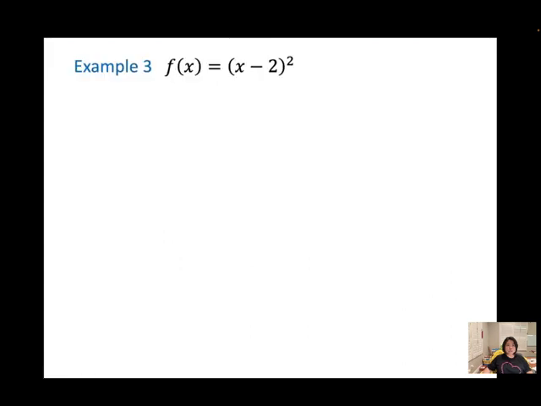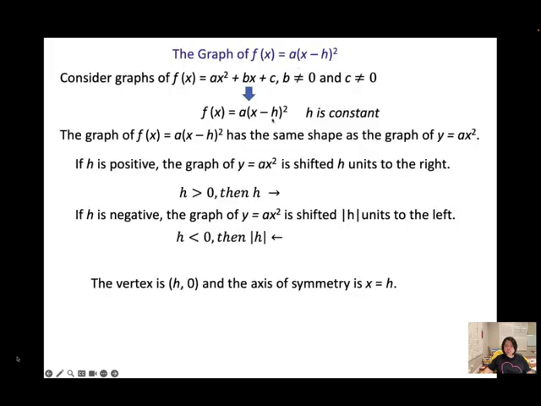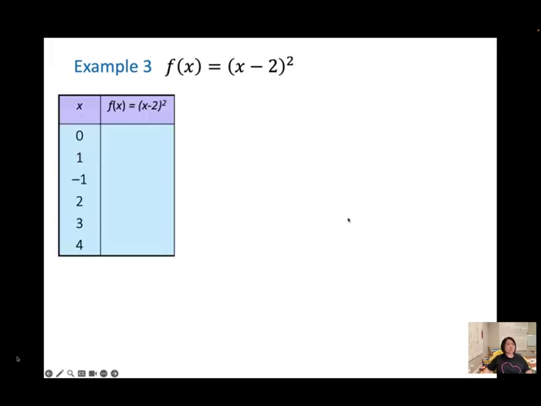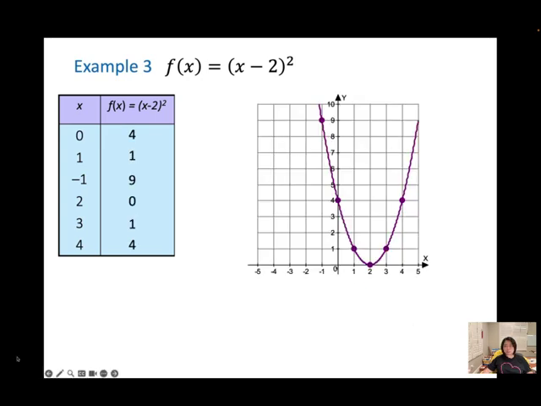Okay, let's try to work on this example. We know how to graph f of x equal to x squared, right? But this time we do have x minus 2 and then square. And remember that when h is positive, we're going to shift h units to the right. So for f of x equal to x squared, we have the U shape, and then you're going to shift 2 units to the right. You could plug in the points. Suppose the vertex is going to be here, and then we're going to shift 2 units to the right.